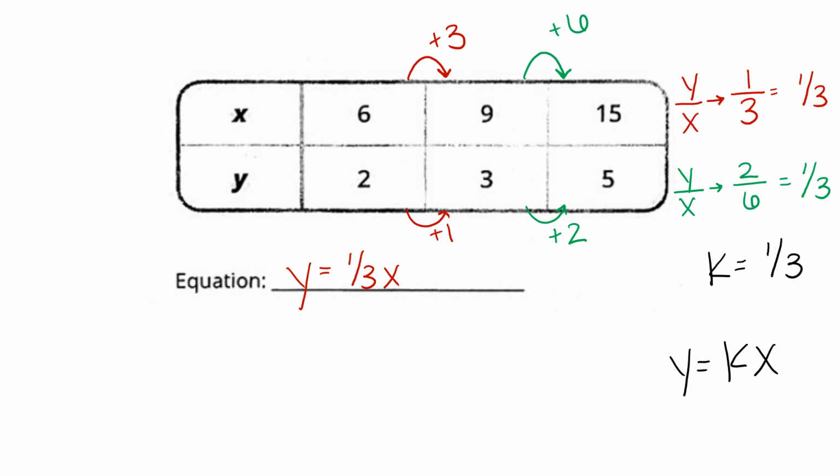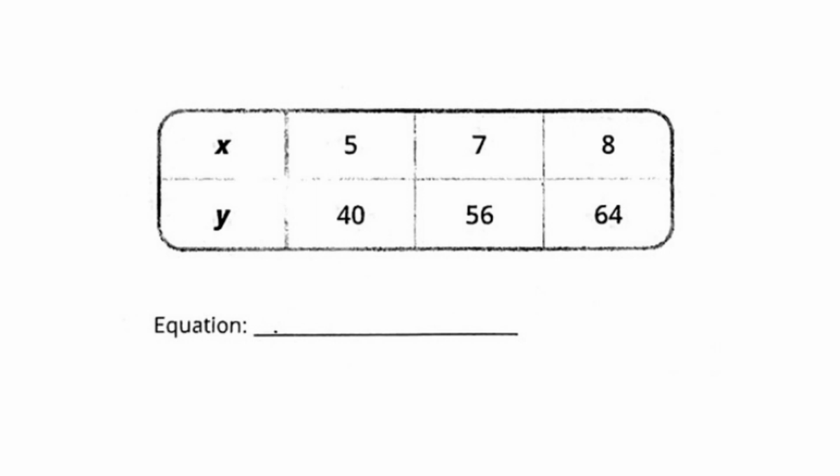Our last example, we have a pattern of 5 plus 2 is 7, and then across the bottom, 40 plus 16 is 56. The pattern then changes. 7 plus 1 is 8. 56 plus 8 is 64. Setting up our fraction, y over x, our y value is a positive 16. Our x value is a positive 2. 16 divided by 2 is 8.